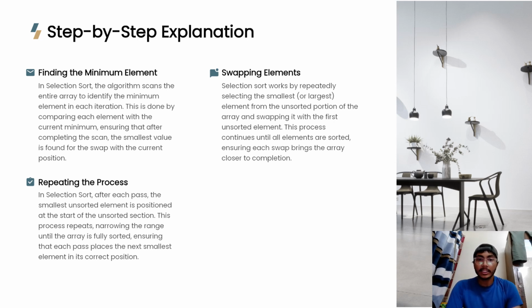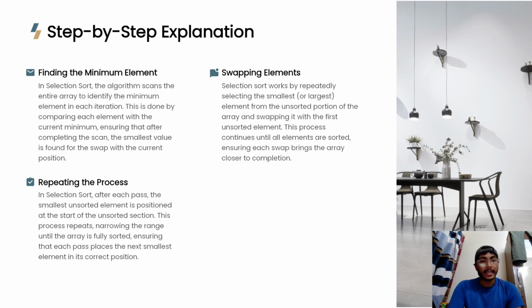Swapping elements. Selection sort works by repeatedly selecting the smallest or largest element from the unsorted portion of the array and swapping it with the first unsorted element. This process continues until all elements are sorted, ensuring each swap brings the array closer to completion.